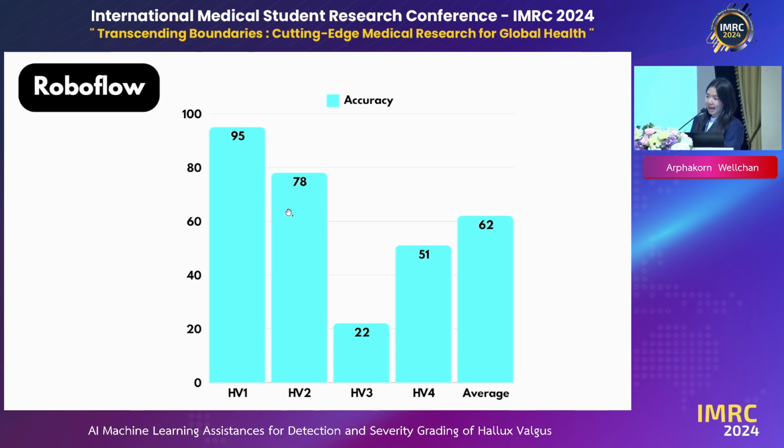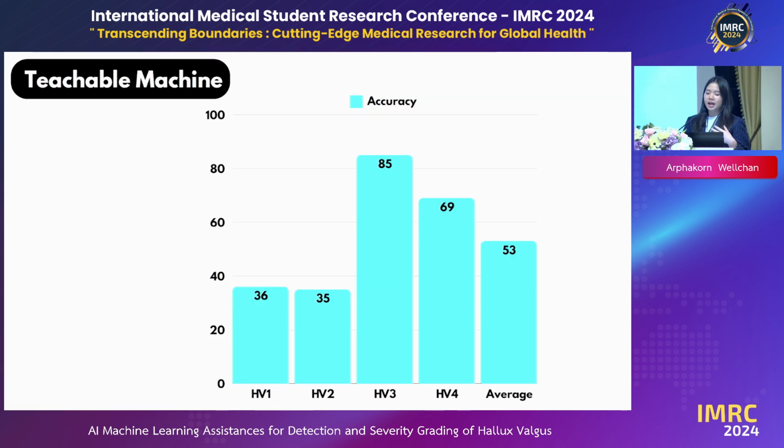So it has a high sensitivity, but it cannot classify the data into whether this is severe or moderate. However, for the other platform, Teachable Machine, we can see a very opposite trend. It did a very good job with the severity grading. It can tell apart the moderate and severe deformity. However, it struggled more with the mild cases, which are the almost normal looking ones that still have the deformity.